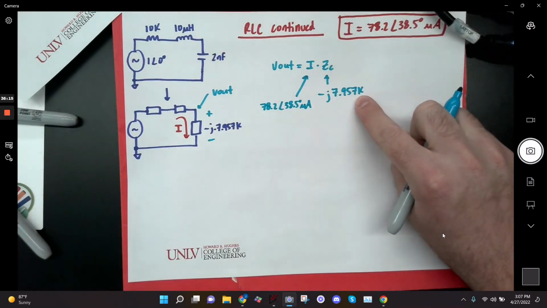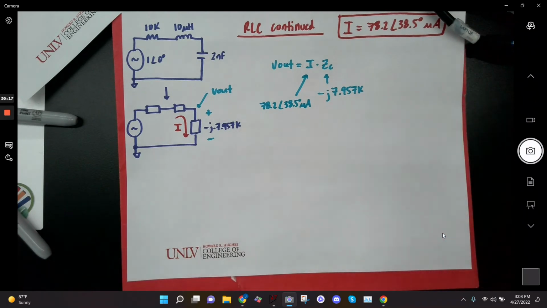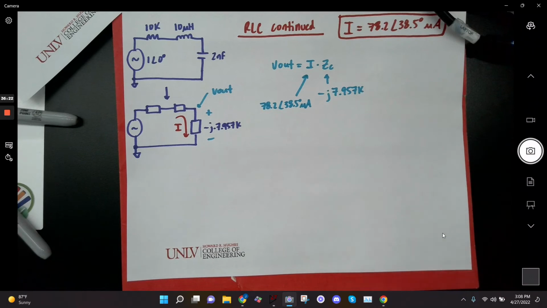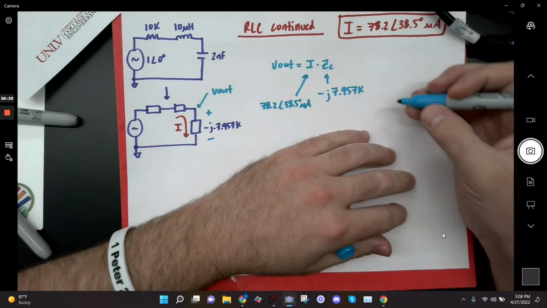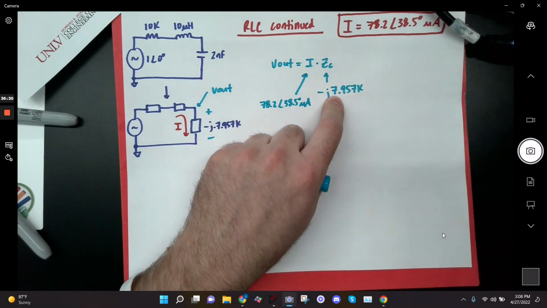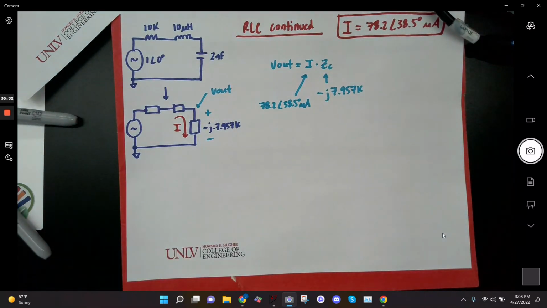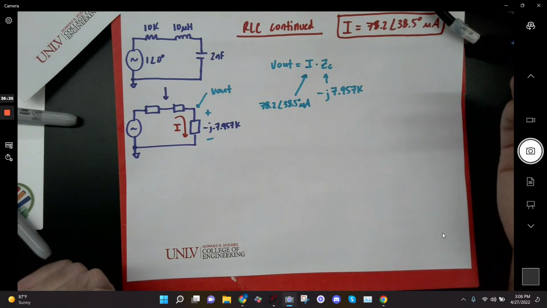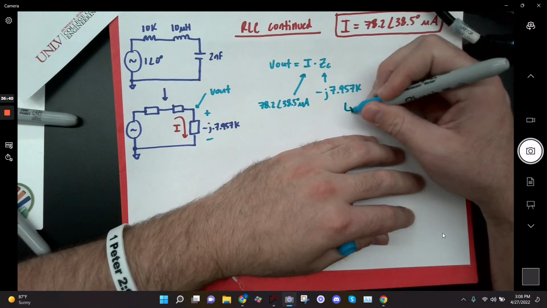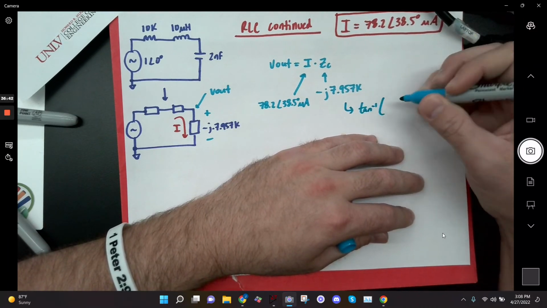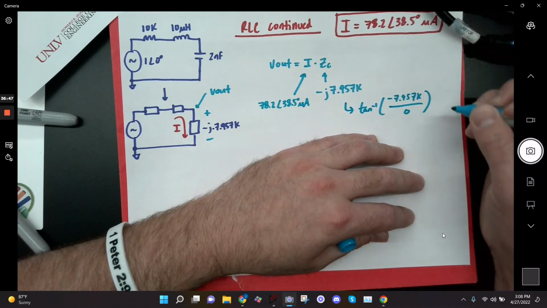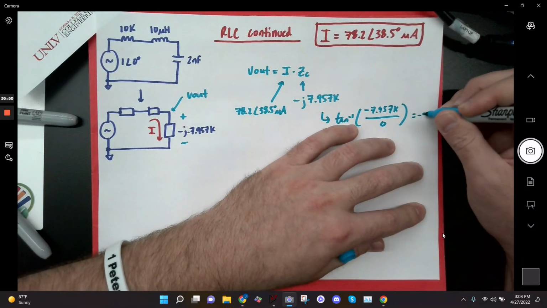This is a capacitor. Immediately you should know, not you shouldn't have, I mean now you should, that this has a phase of minus 90. You're going to learn to just know that, and you're not even going to have to calculate it anymore, because what you're doing is tan inverse of a negative imaginary over 0, which is that plot we just showed. It's negative infinity, and it goes to basically negative pi over 2, which is negative 90 degrees. So I could show it, but tan inverse of negative 7.957K over 0 is going to give me minus 90.